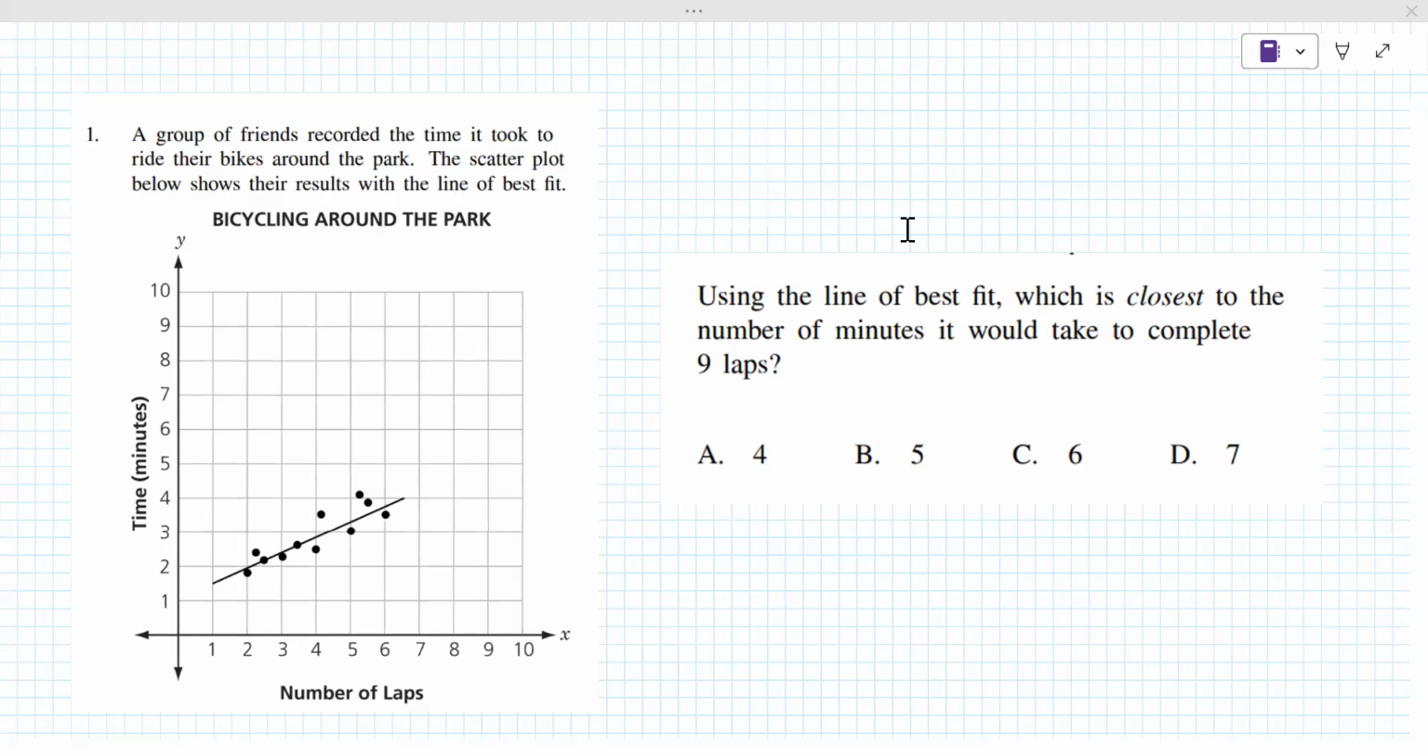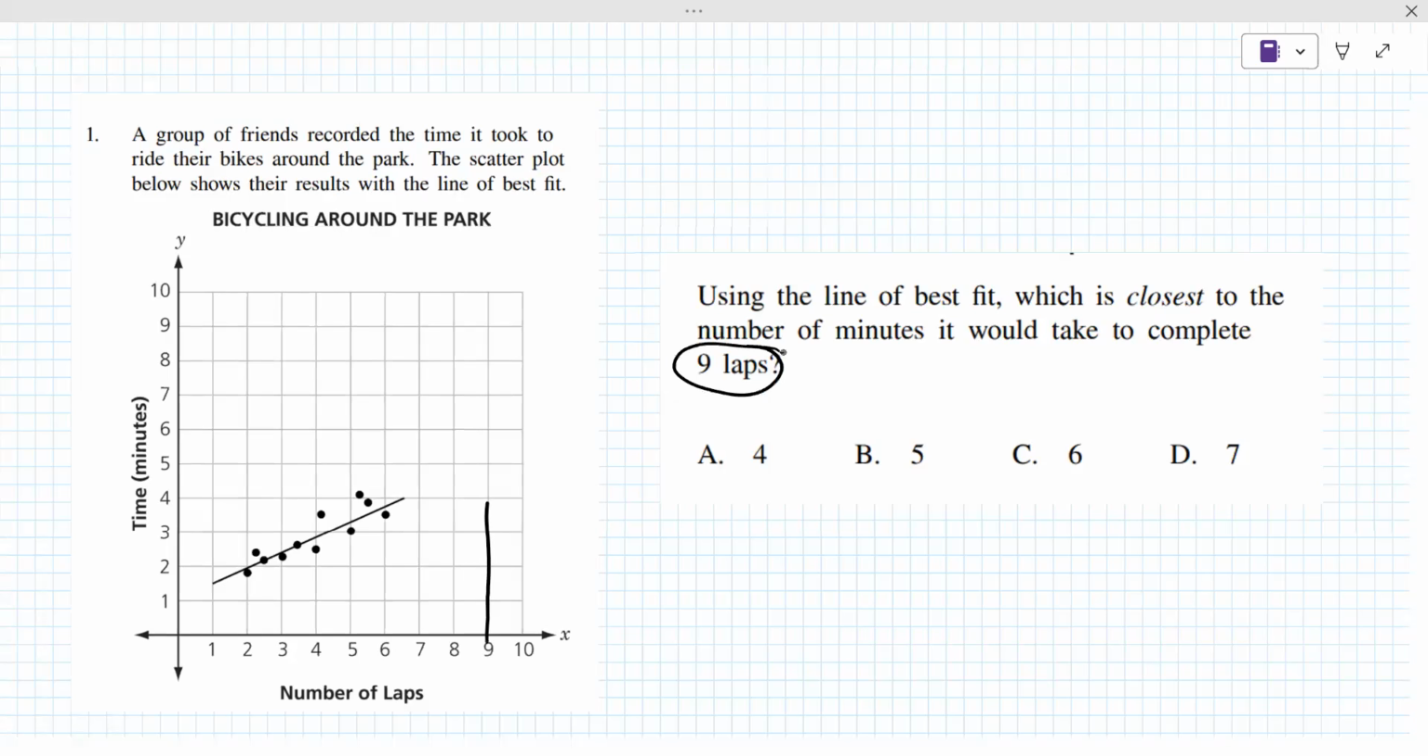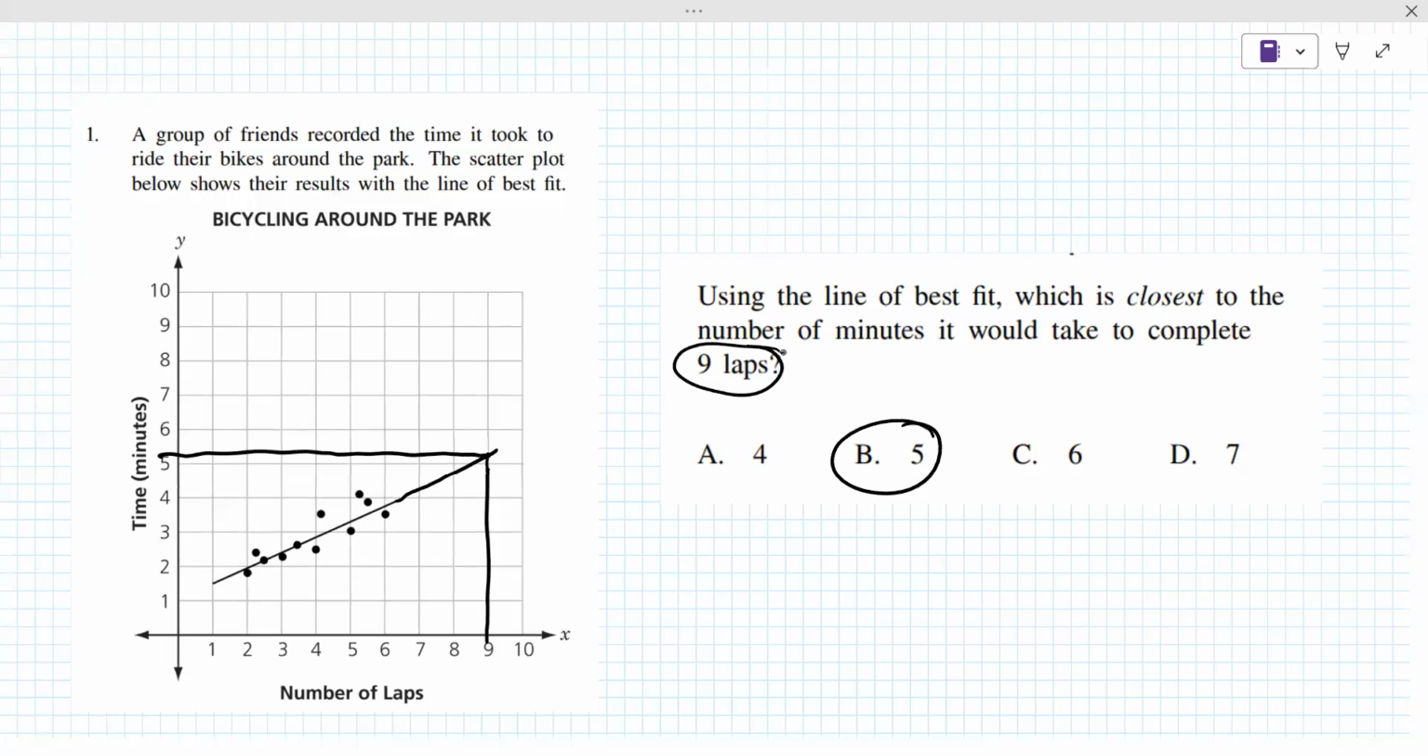B. Okay, and how confident are you in your answer? A little bit. Okay, are they giving you X or Y here? X. So here's 9. We basically go up to where we hit the curve, which we have to kind of extend, and then you bounce off it and go left. And I agree, that's pretty good.